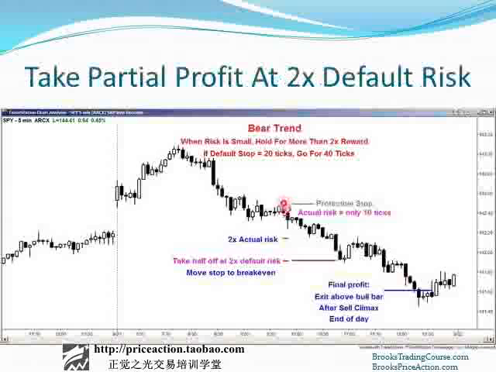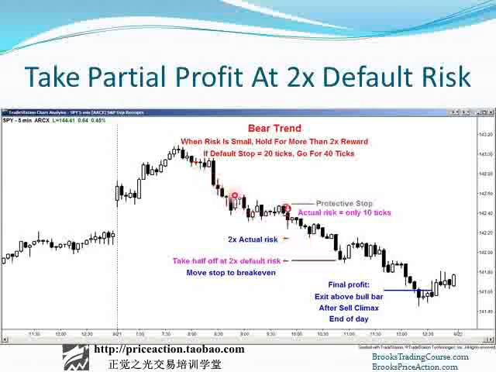So for example here, your actual risk in this particular instance is 1 tick above the signal bar. Your entry price is 1 tick below. The bar is 8 ticks tall, so your actual risk is only 8 ticks. You normally are willing to risk 20 ticks in the spider. Here you're only risking 8. If you go for 2 times your actual risk, you'd be getting out here.